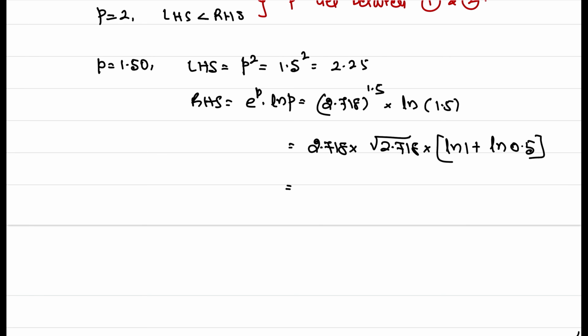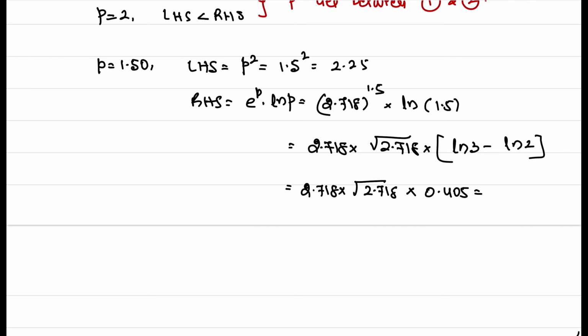This is equal to 2.718 into square root of 2.718 into... ln 1.5 is ln 3 by 2. Sorry, I have made a mistake. This will be ln 3 minus ln 2. 3 by 2 is 1.5. ln 3 minus ln 2 is how much? 0.405.